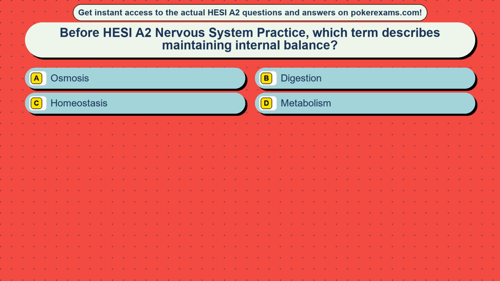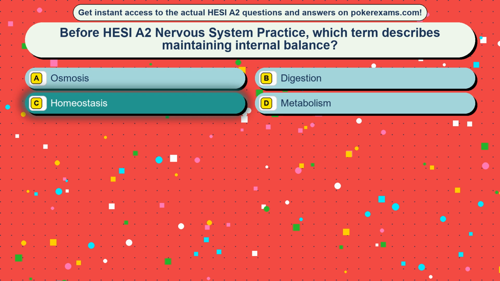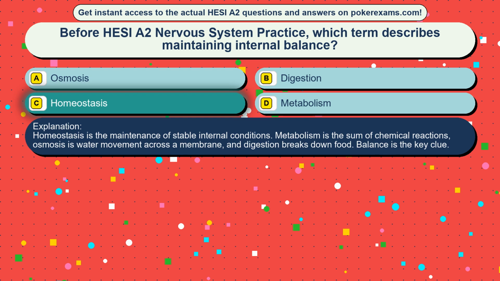Question 15. Before HESI A2 nervous system practice, which term describes maintaining internal balance? Option A, osmosis. Option B, digestion. Option C, homeostasis. Option D, metabolism. The correct answer is option C, homeostasis. Homeostasis is the maintenance of stable internal conditions. Metabolism is the sum of chemical reactions, osmosis is water movement across a membrane, and digestion breaks down food. Balance is the key clue.